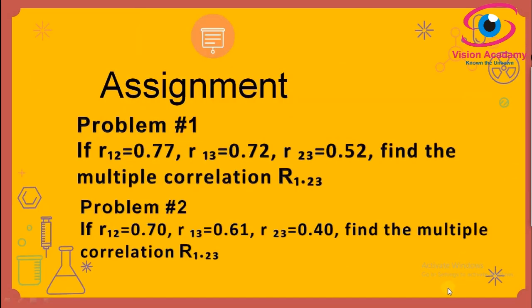So here I have given two assignments for you. We have two problems given here: one is this and one more is this. Using the formula of R1.23, calculate the multiple correlation coefficient R1.23.